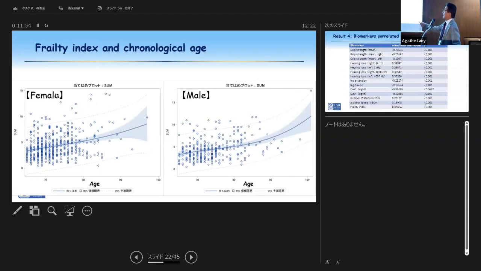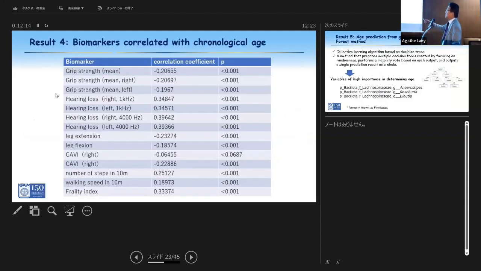These show the frailty index and chronological ages. Between these parameters, a clearly positive association was shown. In our data, this is a very busy slide, but the very important biomarkers correlate with chronological ages: grip strength, hearing loss, leg extensions, flexions, vascular aging, walking speed, frailty index. These parameters are very important to predict chronological ages.